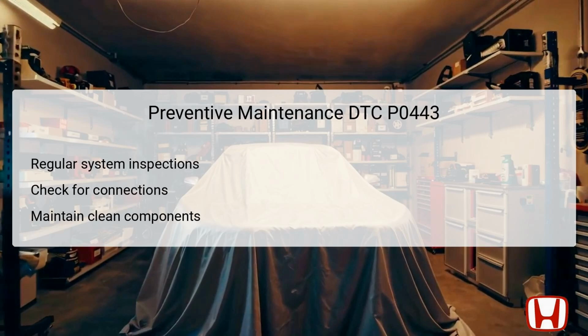Regularly inspect the entire EVAP system, including all hoses, the purge valve, and electrical connections, for signs of wear, leaks, or damage. Ensuring that all connections are clean and free from corrosion is crucial, as poor connectivity can lead to system failures. Additionally, keeping components such as the EVAP canister and purge valve clean assists in their efficient functioning. Following recommended service intervals and keeping an eye on any warning lights can also help catch potential issues before they escalate into more significant problems.